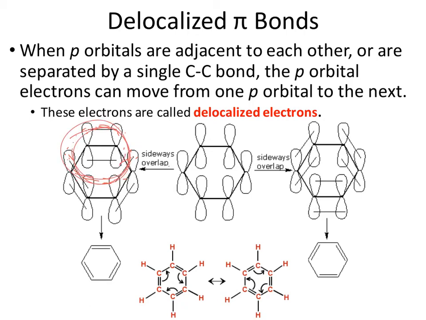Now the same thing happens on the bottom side as well. So you're going to have kind of two donuts being formed, one on the top and one on the bottom. And this is the reason why sometimes you see benzene represented as a circle, because that circle represents the double bonds that are delocalized. They're not going to be here, here, or here, or here, here, here for any prolonged period of time. They're going to keep moving around and around.